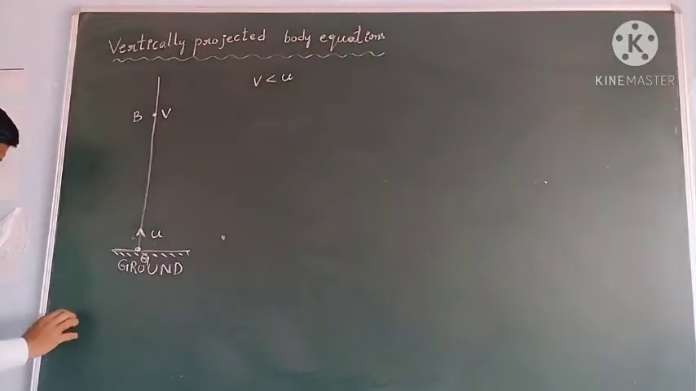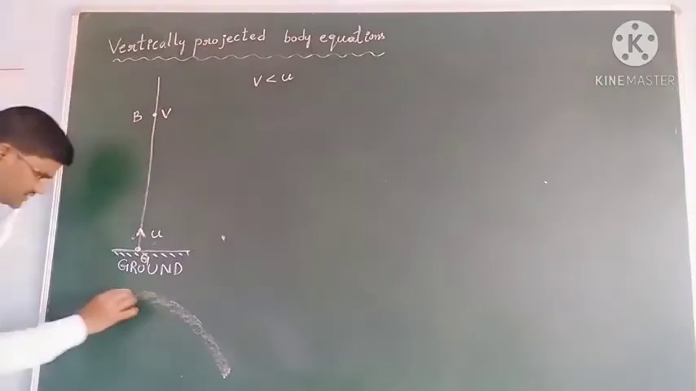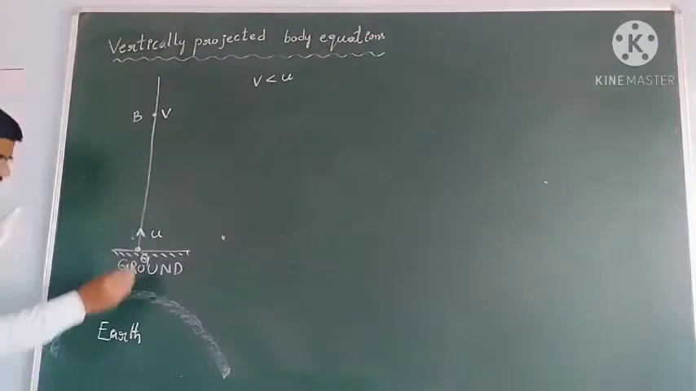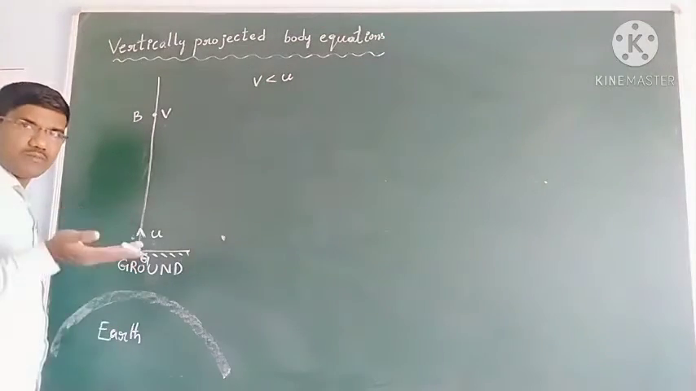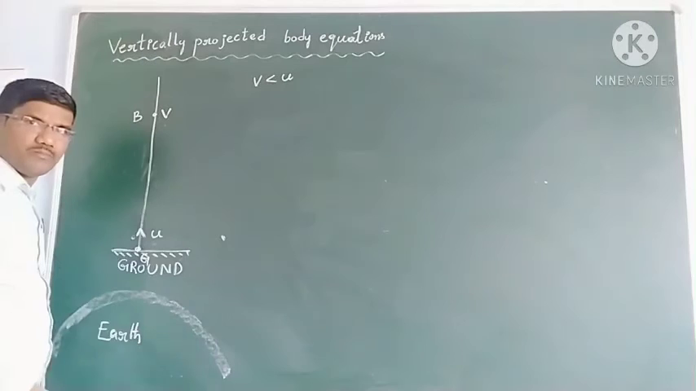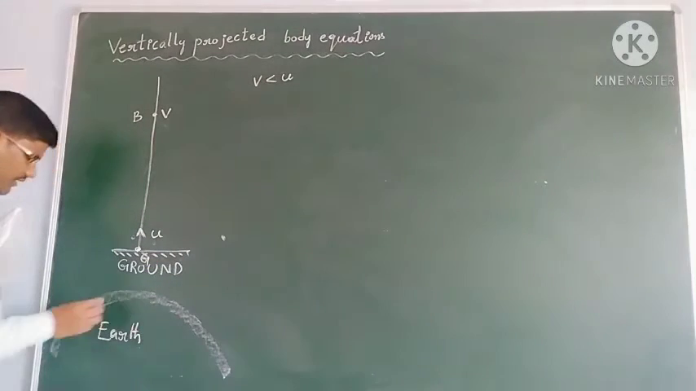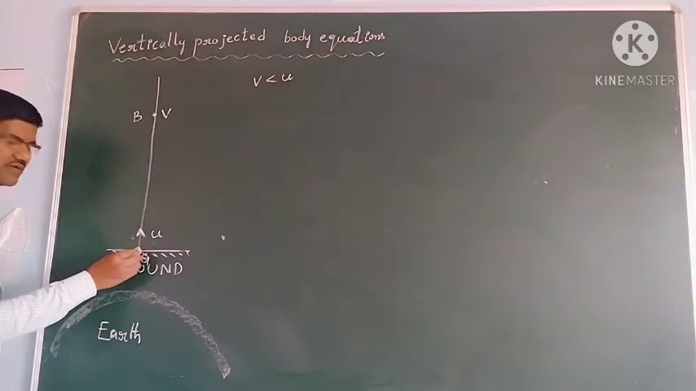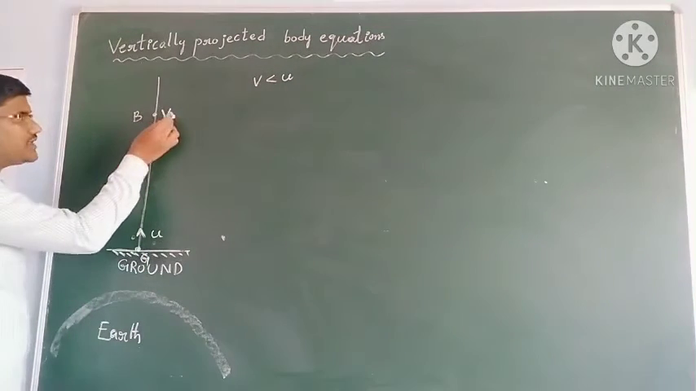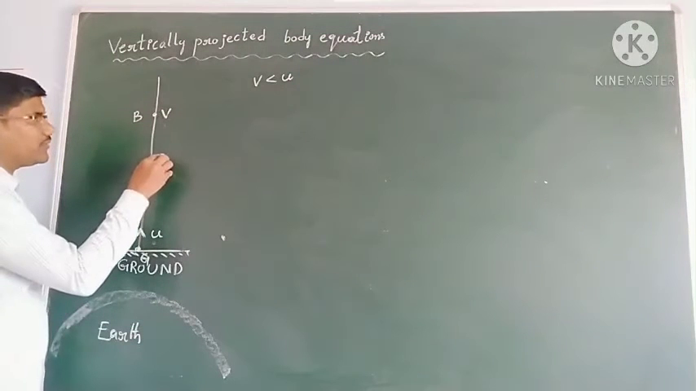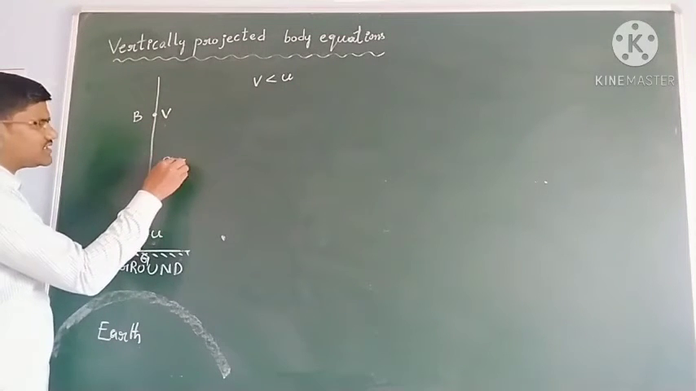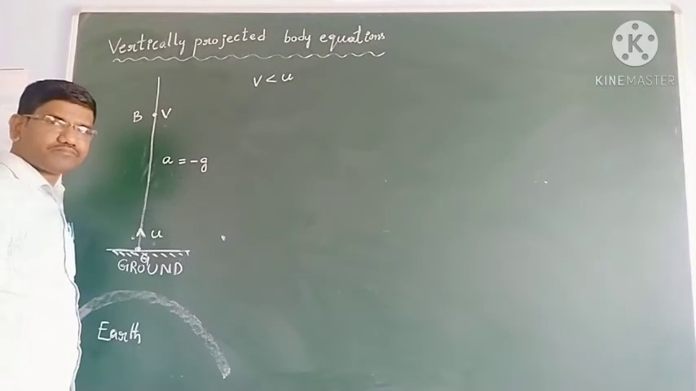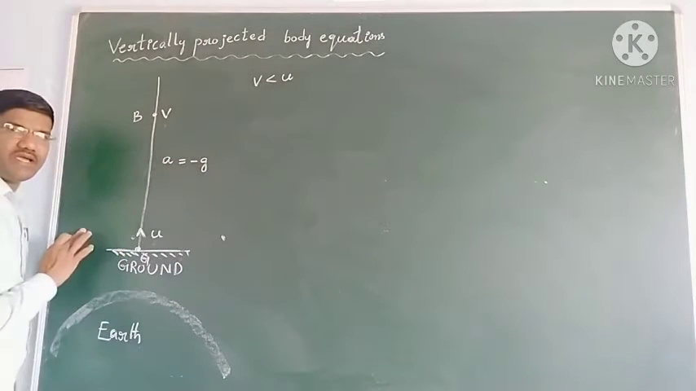So because this is the earth, on the earth, from a point that may be the ground or a certain point, we project the object vertically up. Project means throw forward. We have thrown the object vertically upward with an initial velocity u. As it is going up, its velocity goes on decreasing. Velocity decreasing means it has a negative acceleration due to gravity. So we will take a is minus g.